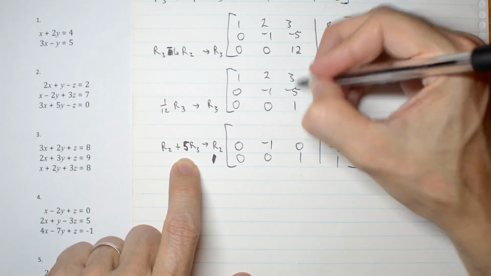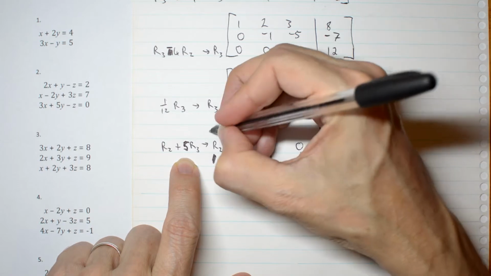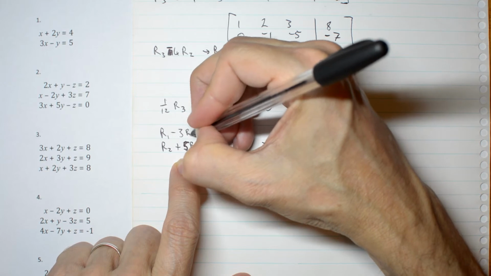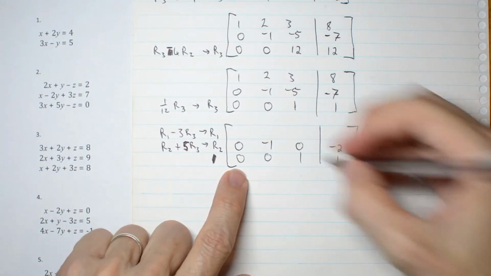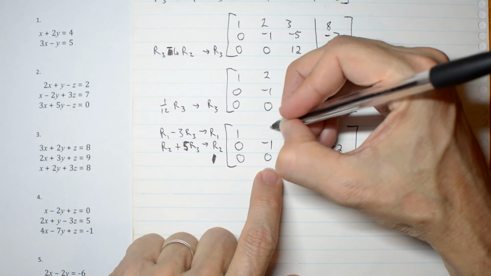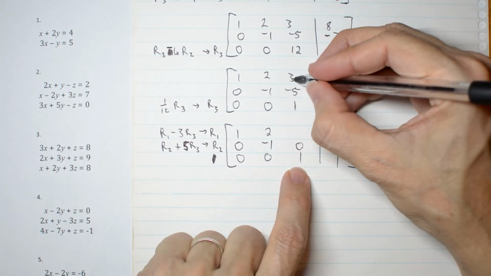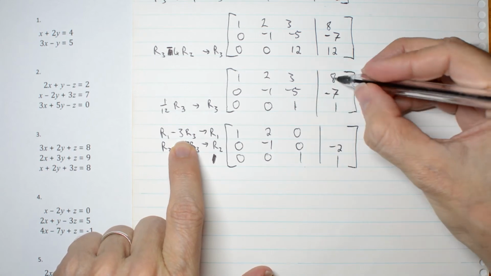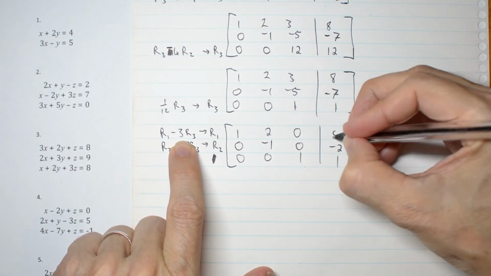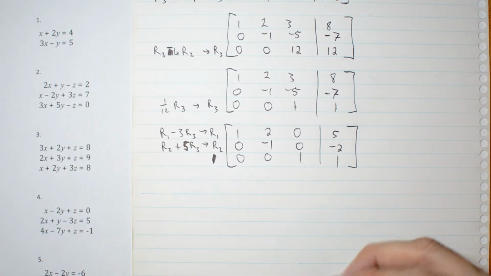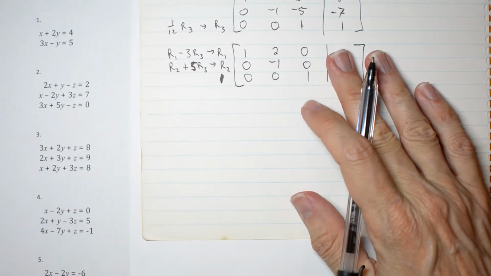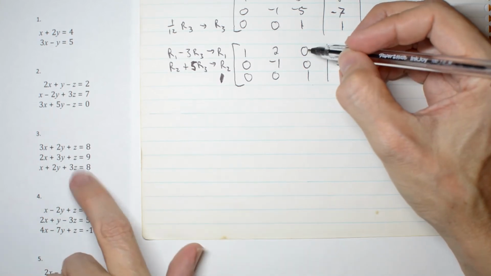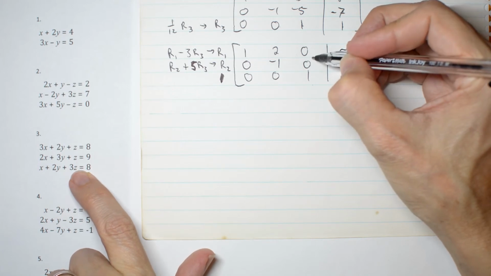For row 1, I'm going to subtract 3 lots of row 3. Row 1 is row 1 minus 3 lots of row 3. So 1 doesn't change, it's a 0 here, it's a 0 here, so 2 doesn't change. 3 minus 3 is 0, that's what I wanted. 8 minus 3 is 5. Okay, let's keep going. I've eliminated all the, in fact, z's from the first two rows.